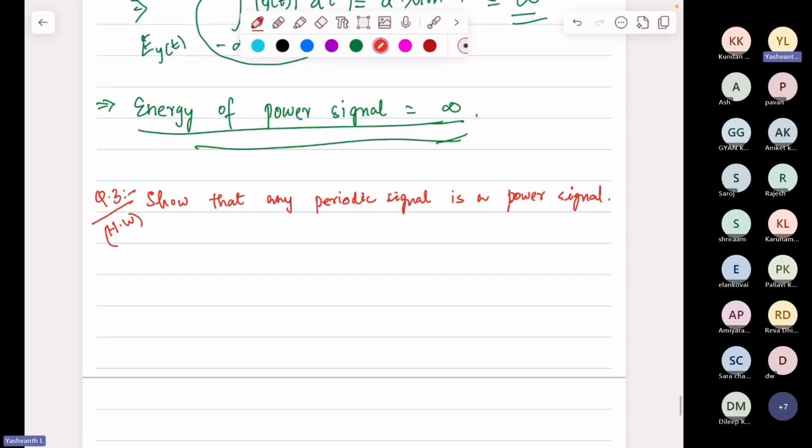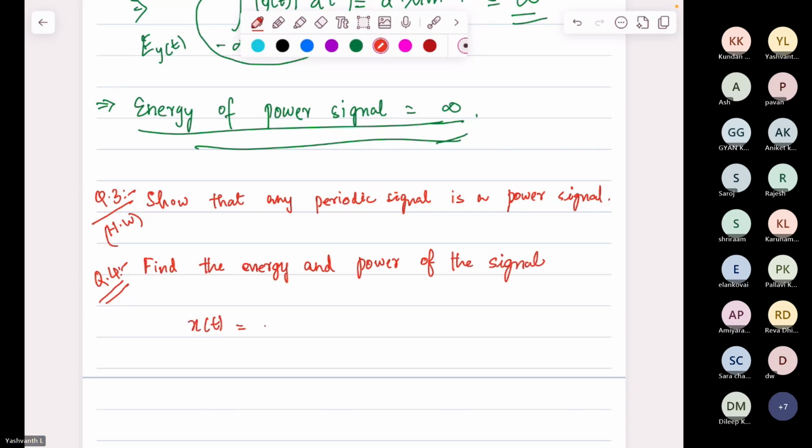Okay, now let's move to the next question for today, after which we'll take a short break. Okay, simple. Now the question is simple. Find the energy and power of the signal x of t equal to e power minus 2 mod t, where t ranges from minus infinity to plus infinity.